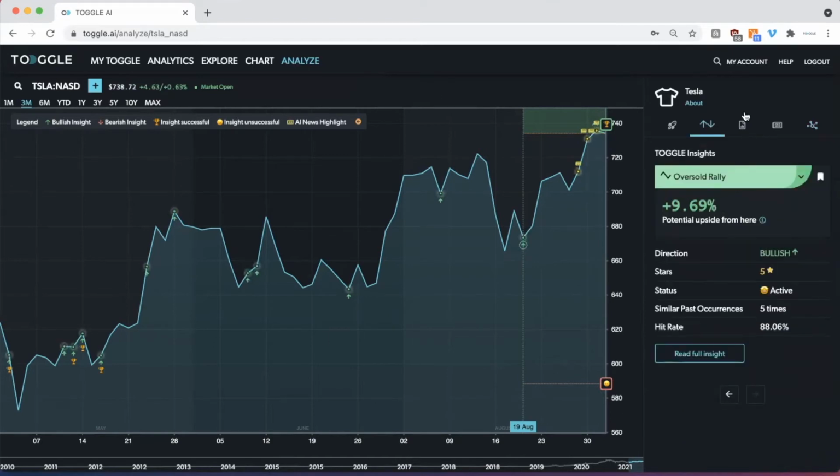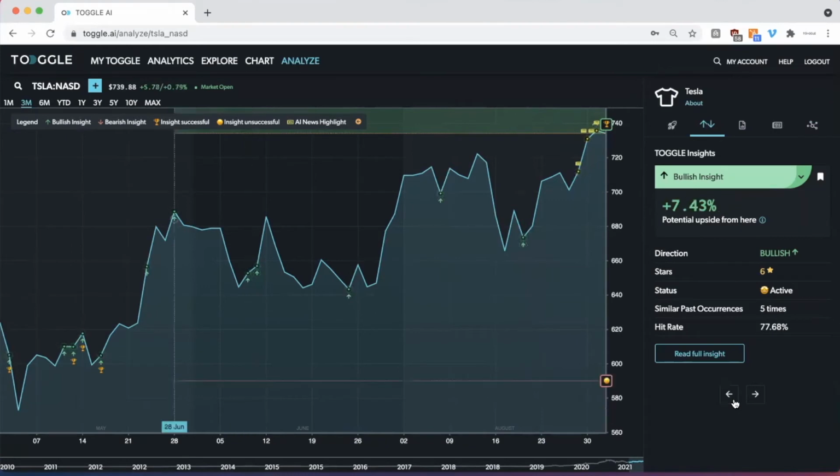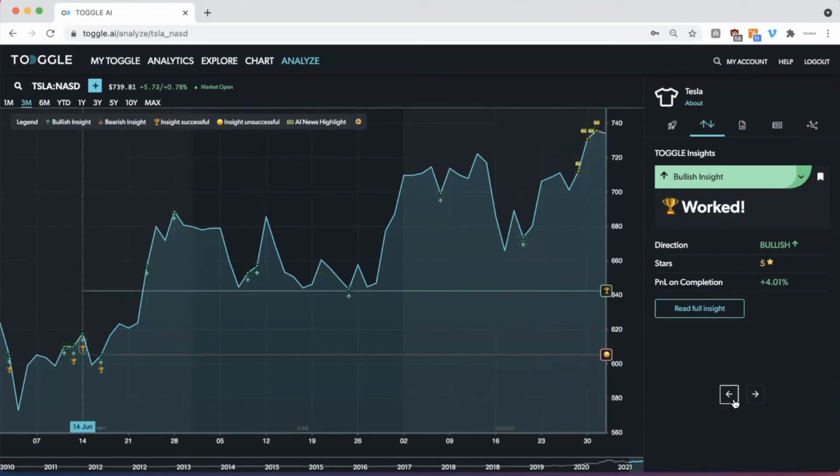Just to build on that, if you go to the Toggle Insight section, once you open up one, this is the most recent insight. But if you use this arrow at the back, you can shuffle through and look at all the older insights, whether they were incomplete or complete. They're all there waiting for you.